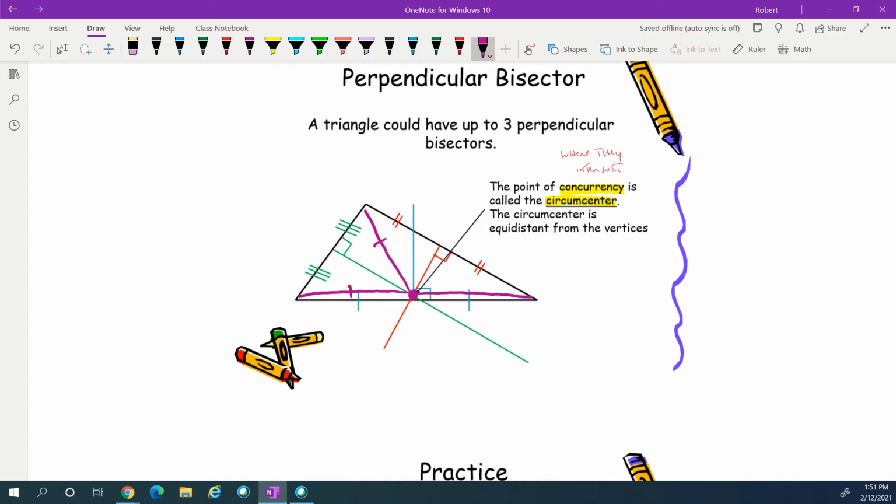So those three purple lines are all congruent. It's the center of the circle drawn around the triangle. So if we drew a circle around the triangle, that circumcenter is the center of that circle. So it's equidistant to the three vertices. We're not going to do a whole lot with that, but it does come up once in a while.